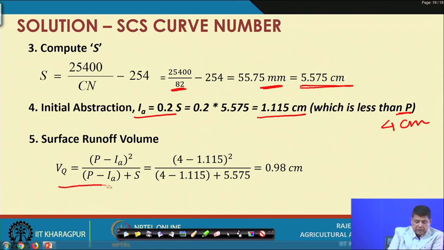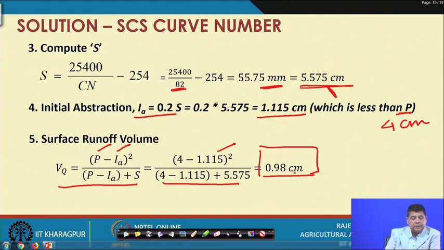use this relationship: V q equals P minus I A squared divided by P minus I A plus S. If we put the value of P, which is 4, I A, which is the estimated value 1.115, and S, which is estimated as 5.575, and put all these values in, we get V q equals 0.98 centimeters.